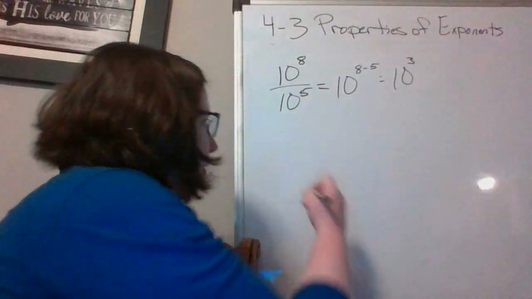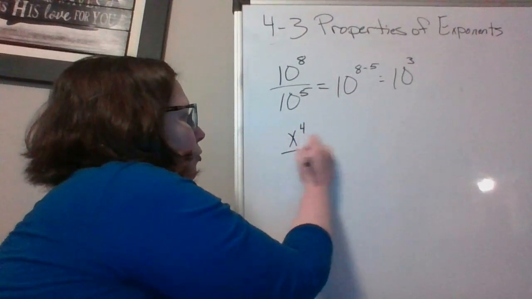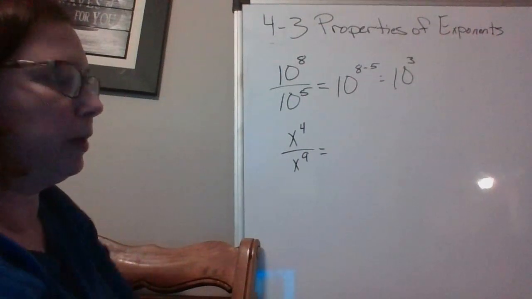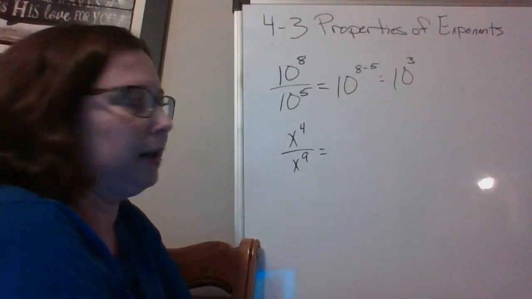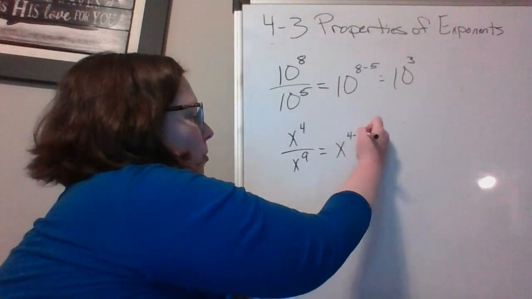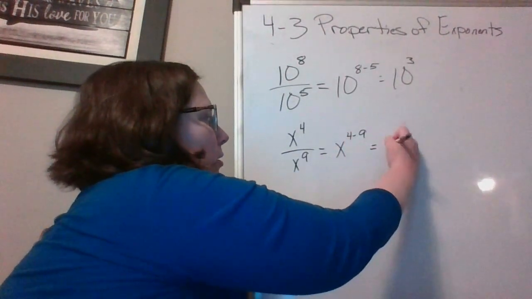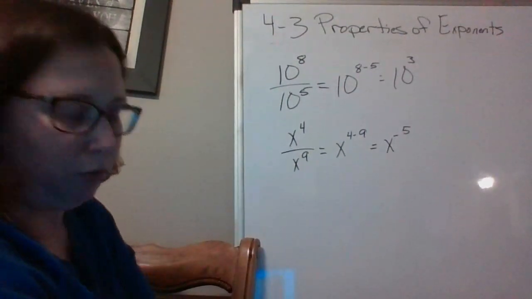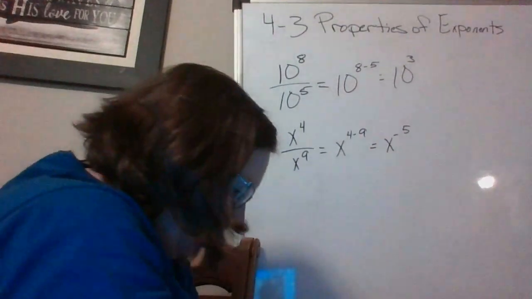Next one, we have x to the 4th over x to the 9th. And here's an example where you are going to end up with a negative exponent because we have 4 minus 9, which would be negative 5. So x to the negative 5th would be your answer there.